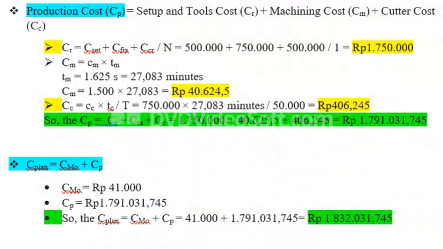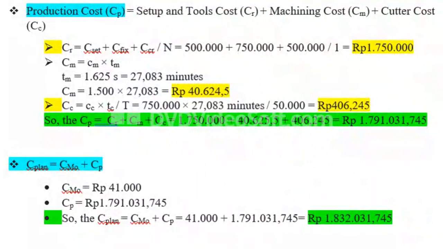Okay, next one, we need to determine production cost. Production cost has three components that we need to add: setup and tool costs, added with machining costs, and added with cutter costs. First of all, we need to determine setup and tool costs, or CR. CR has three components too: setting costs, fixture costs, and CR cost. CR cost is NC cost.